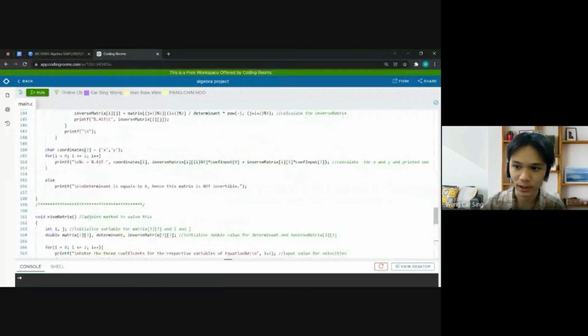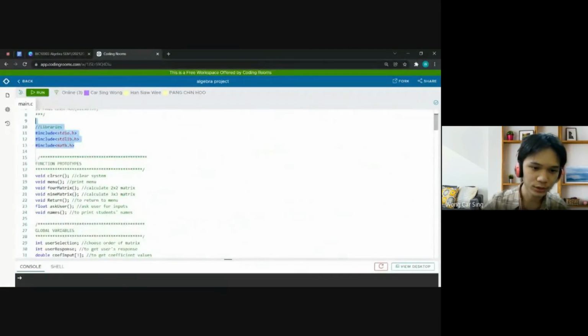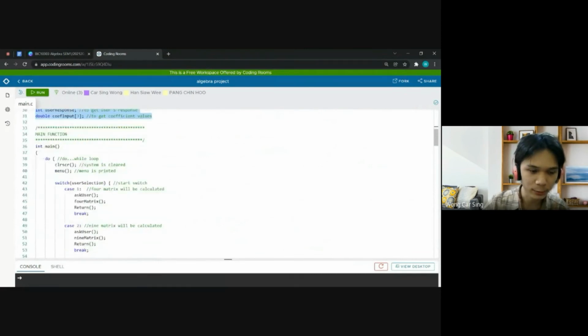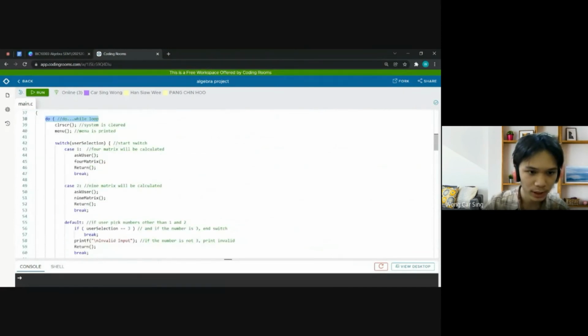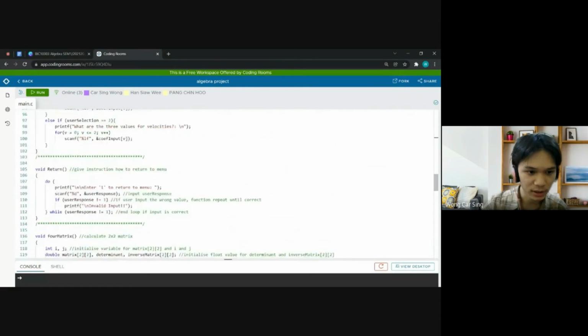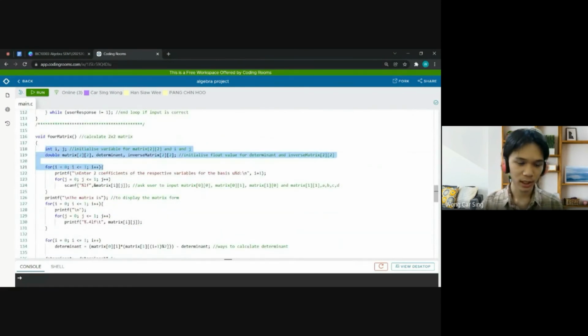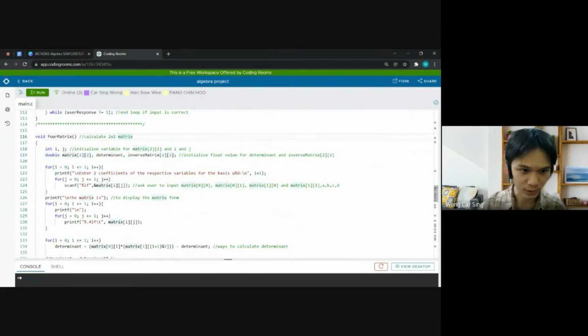For the coding part, these are the libraries that we use, and these are the function prototypes. These are the global variables, and in the main function, we use the do while loop and then switch case. And then immediately, I'll be explaining how the system calculates the 2 by 2 matrix.